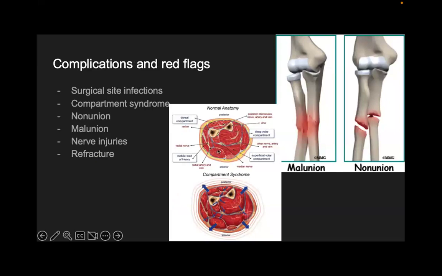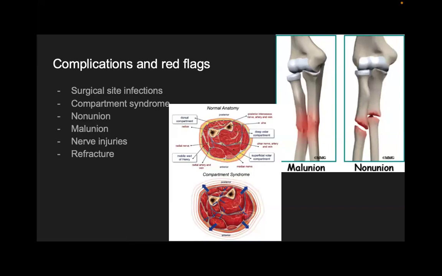If you could see here, this is the normal anatomy of a forearm. You're taking a cross section of it. You could see all the structures here are well defined. In compartment syndrome, again, you're going to have a lot of soft tissue swelling and bleeding that lead to a lot of pressure in one compartment. And that's an emergency, because that's someone that you're going to have to take to the OR and relieve some of that pressure before a more serious injury occurs.